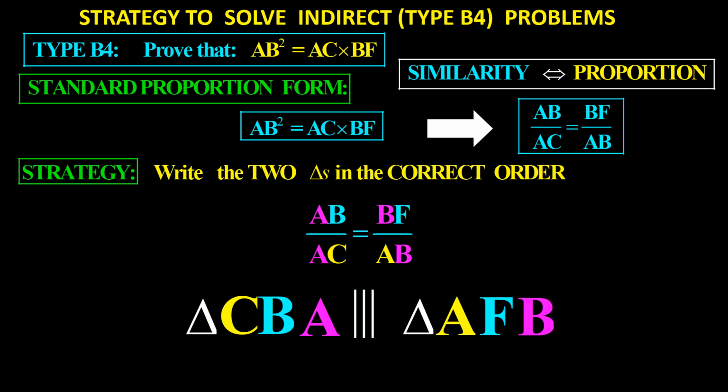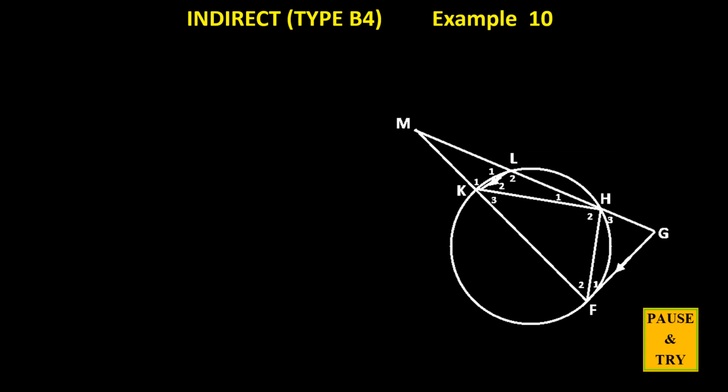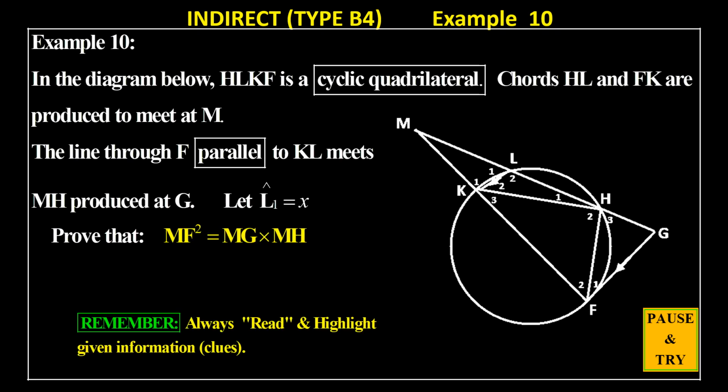And now we're going to look at an example where we can apply the strategy. Now let's consider an example where we can apply type B4. There we have a diagram. HLKF is a cyclic quadrilateral, so we see the cyclic quadrilateral there. HFKL, so we have used the cyclic quadrilateral theorem. Chords HL and FK are produced to meet at M, and there we have KL parallel to FG. So the important thing here is we've got the parallel lines and we've got the cyclic quadrilateral, right? So that is what we're going to need to do.